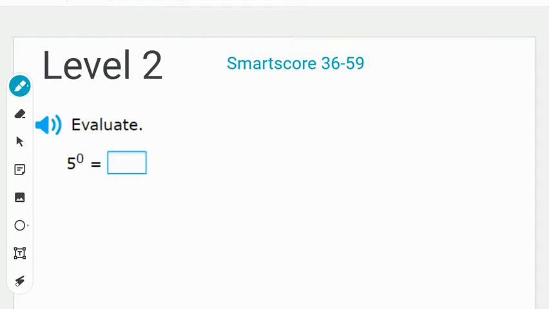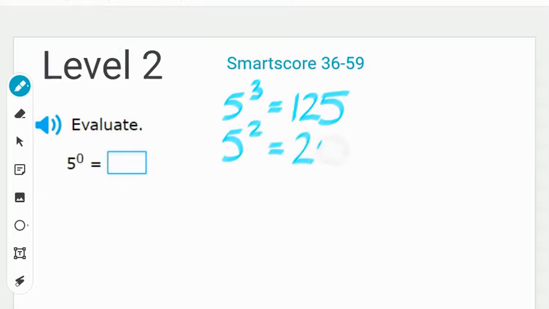So then again, you might still think the answer is 0. What I would say is maybe think of a pattern that we have here. If you have 5 to the third, that means 5 times 5 times 5. That ends up equaling 125. Then if you go down a power, 5 to the second power, we did that one earlier. 5 times 5, that's 25. 5 to the first power means you only have one 5, which is just 5. And then 5 to the 0 is what?